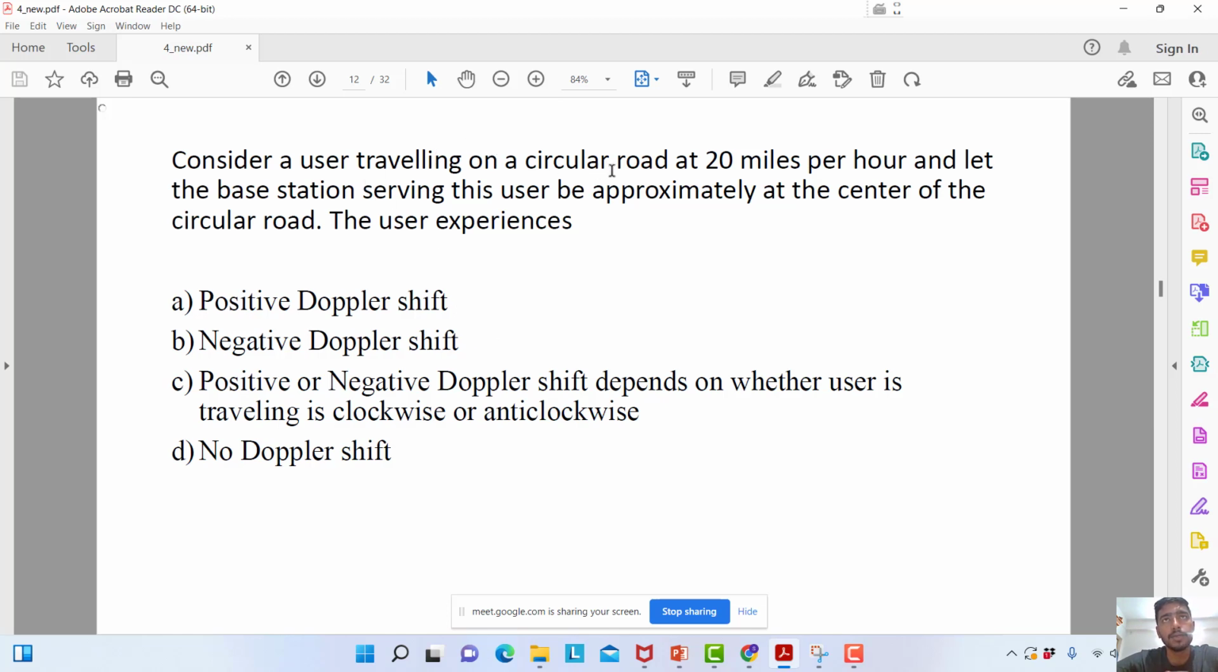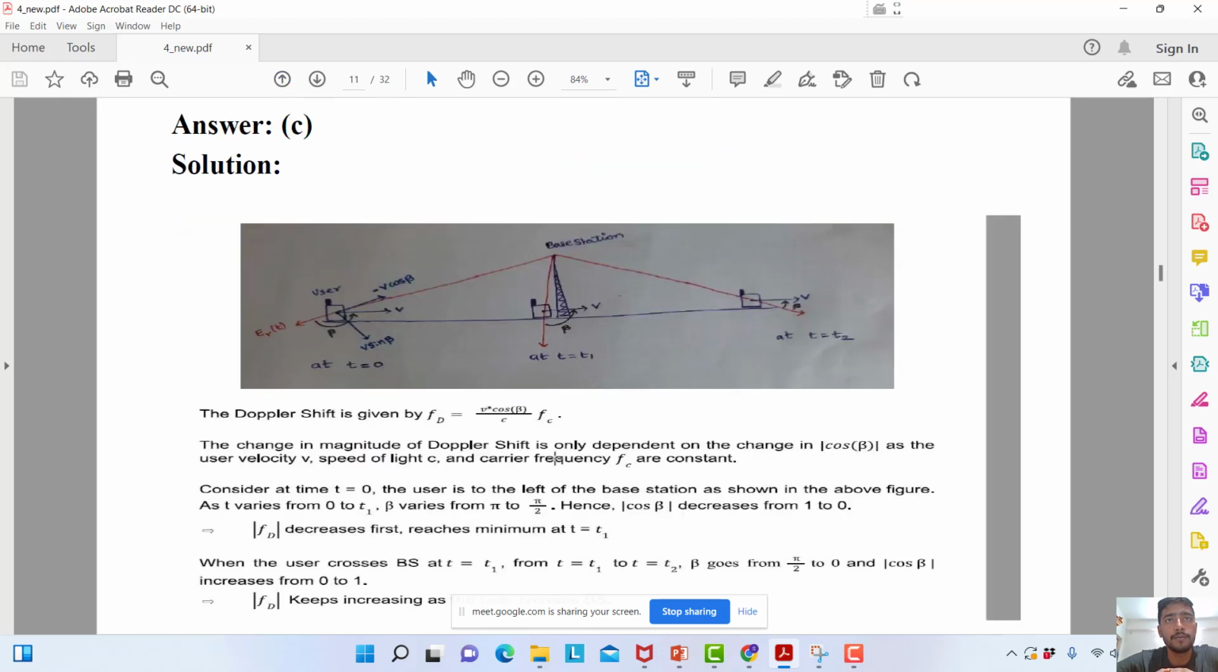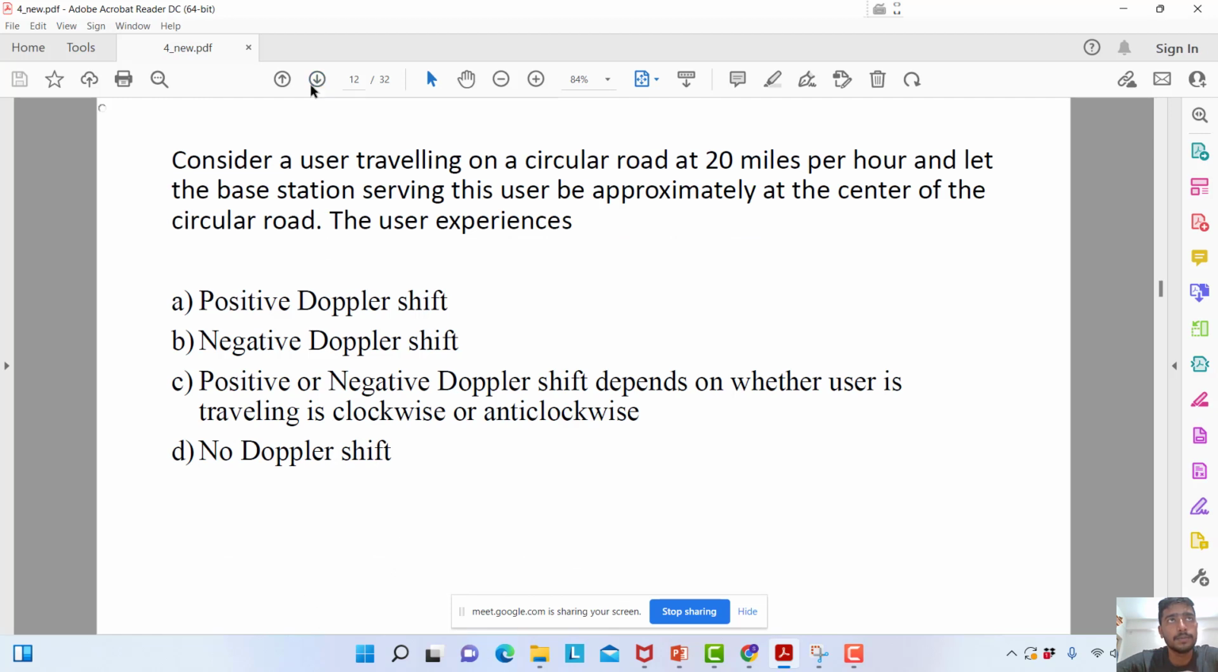Consider a user traveling on a circular road at 20 miles per hour, with the serving base station approximately at the center of the circular road. This is the explanation of the question. The center of the road means the angle beta is 90 degrees, so the angle between the received signal and the velocity is 90 degrees. Cos 90 is 0. Therefore the Doppler shift is always 0. Putting beta as 90 in the formula, fd is 0. The answer is option D.